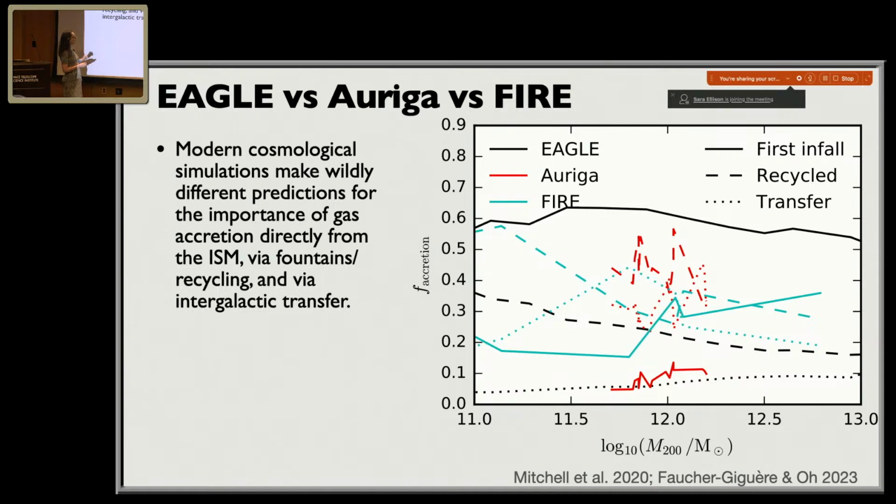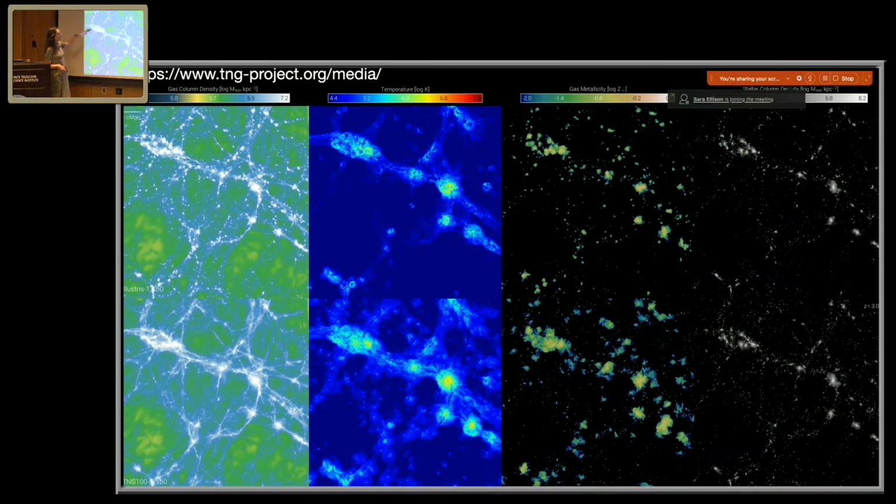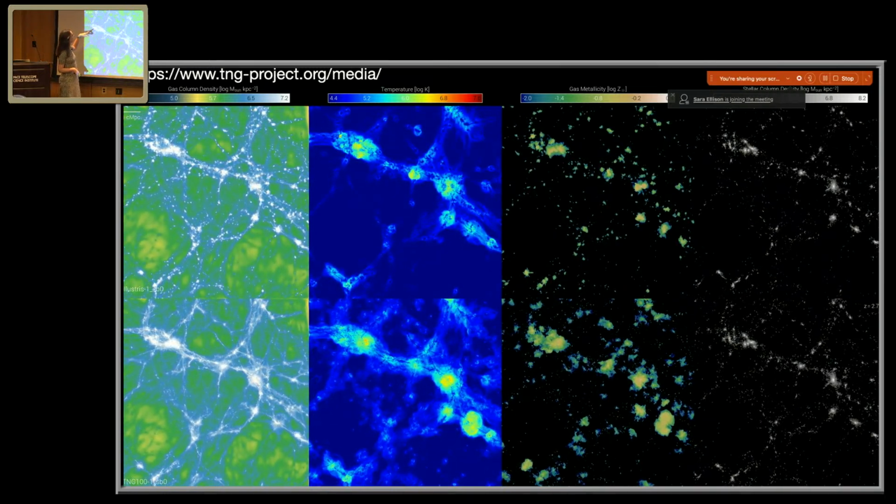And in solid is this IGM accretion, galactic fountains, halo fountains. Recycling is in these dashed curves, and dotted is this transfer from other galaxies. And you can see, if we look at the solid lines, for example, for Fire, this is 20%, for Auriga, it's 10%, and for Eagle, it's 60%. So these simulations that all claim to do a good job at forming galaxies completely disagree on how they are formed. And this is a nice movie I got from the Illustris TNG website.